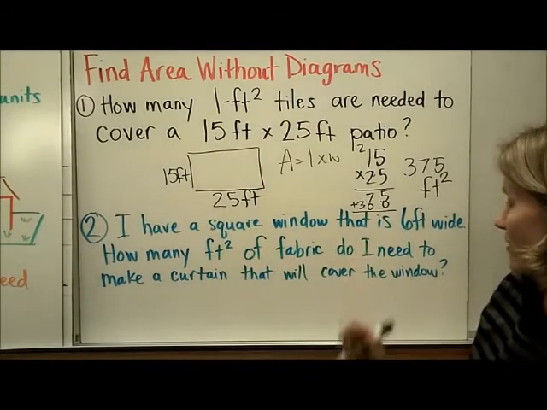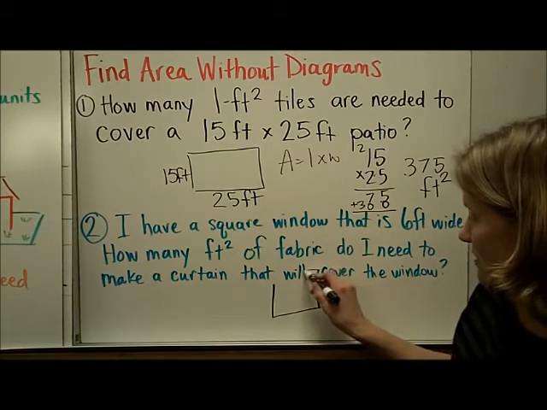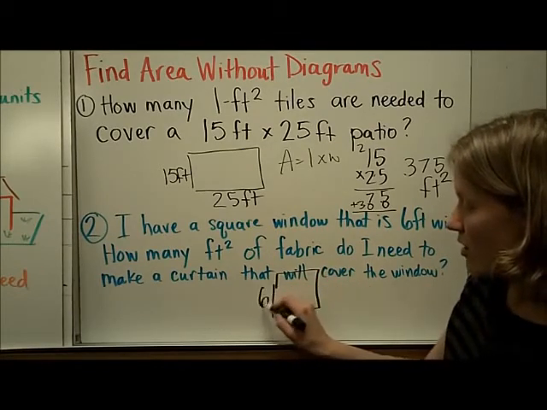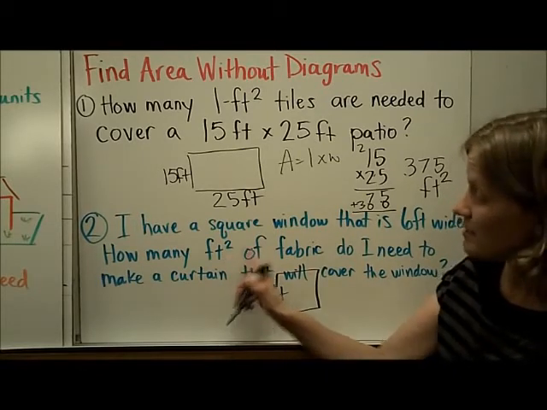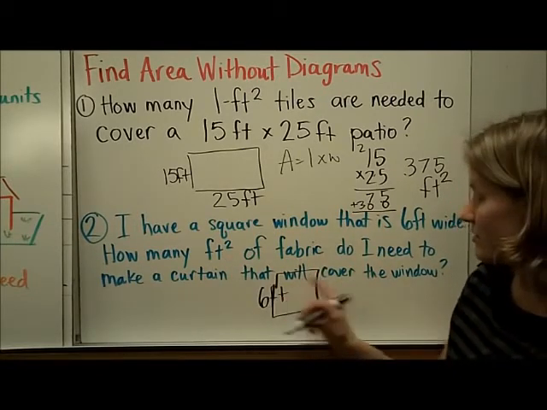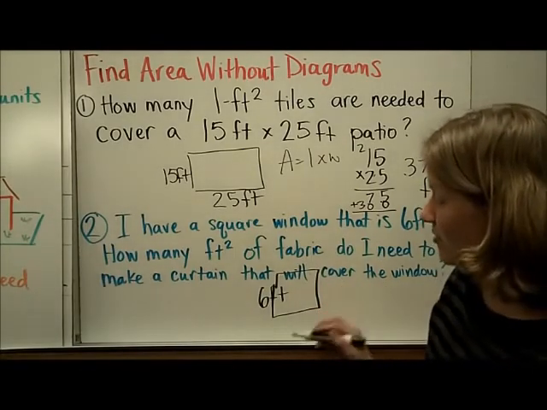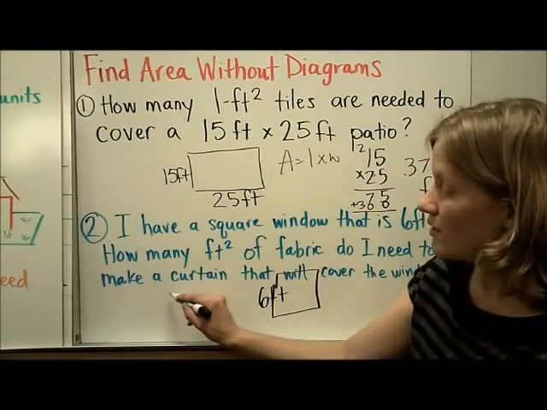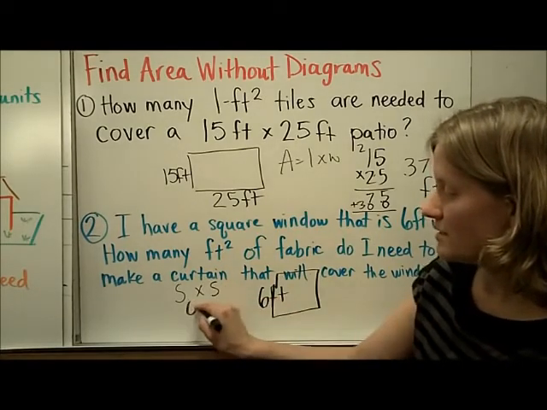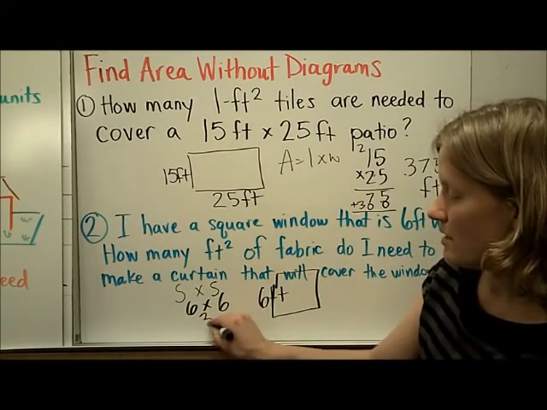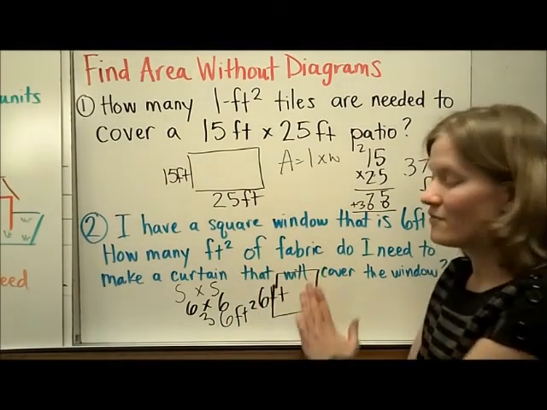Next, I have a square window that is 6 feet wide. All right. So if I know that it's 6 feet wide and it's a square, all sides of that window are going to be 6 feet. How many square feet of fabric do I need to make a curtain that will cover the window? Well, this word cover here should be your clue that it's an area problem. And the formula for the area of a square is side times side. So I'm going to multiply 6 times 6 and know that it would take 36 square feet of fabric in order to cover this window.